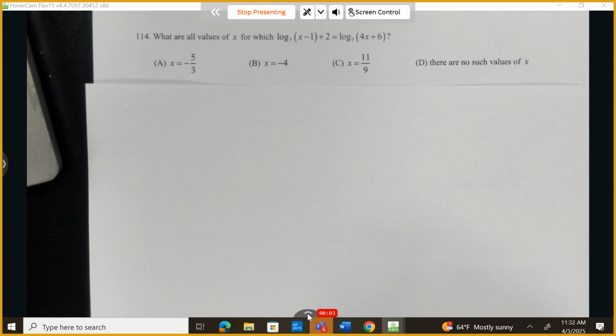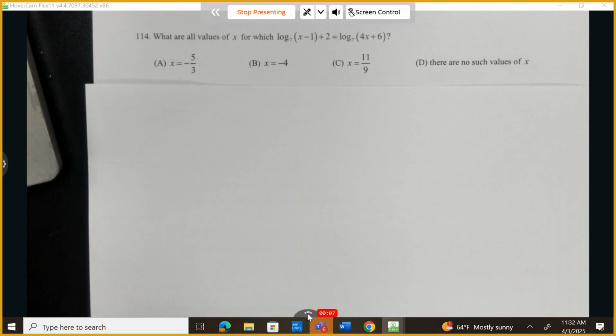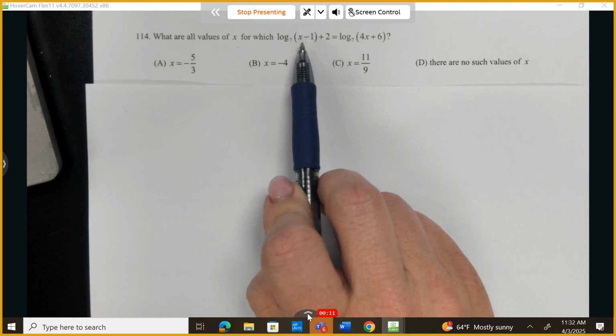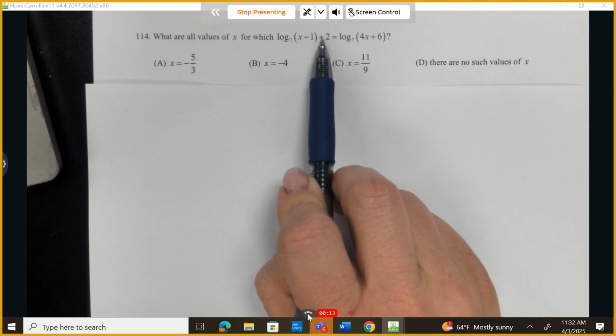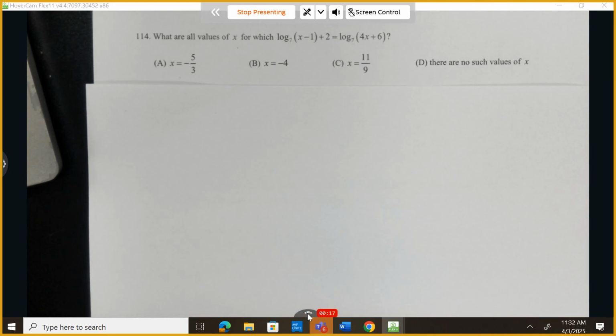Okay, 114. Our goal is to solve for x. Now here's where it's different. Look at this. So where it's different right now, and I've got to think about this myself, is notice how we have this extra plus 2. I cannot just cancel these out. It will not work that way.